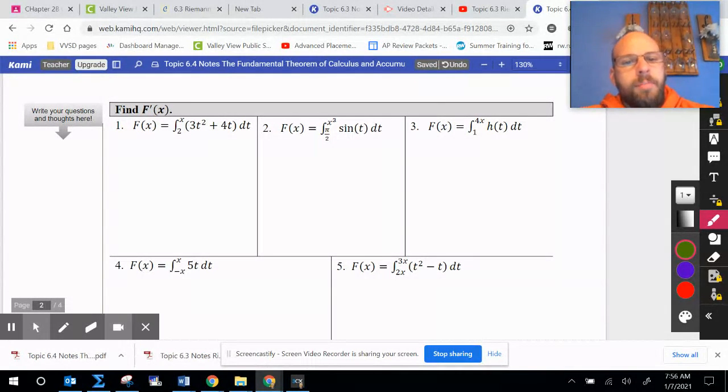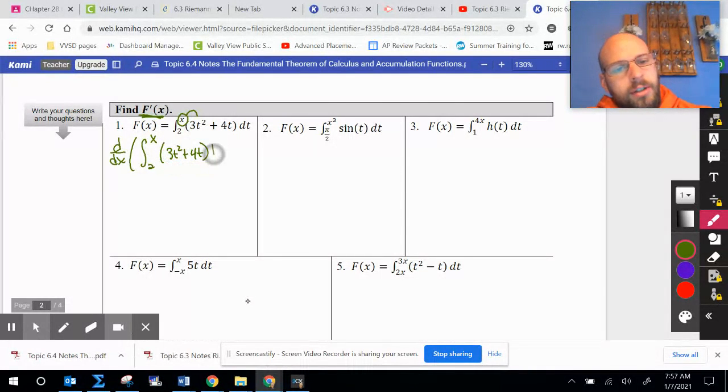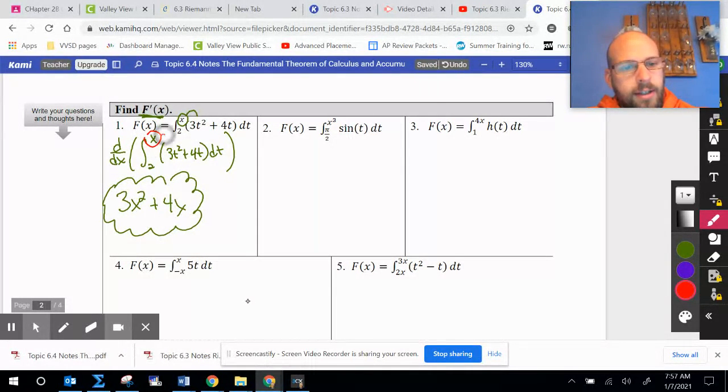We'll start off with just the basic idea here. Again, the directions want me to find f prime. So I want the derivative of the integral from 2 to x of 3t squared plus 4t dt. If I do this, this is going to give me 3x squared plus 4x. And this would be my answer. Again, I just substituted in the x to the function, and I had two places to substitute it. Okay, so let's do it again.